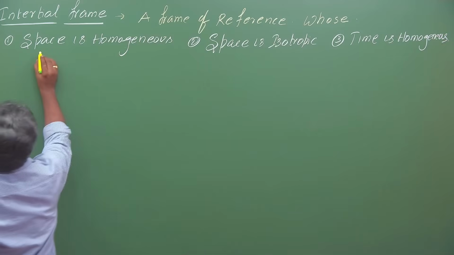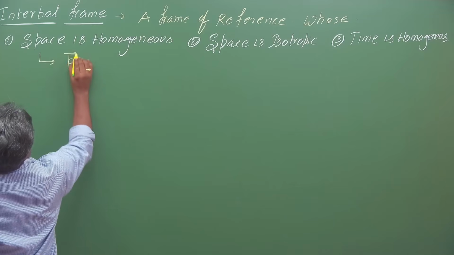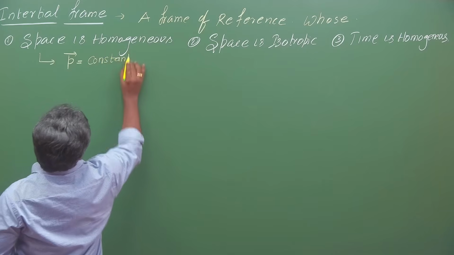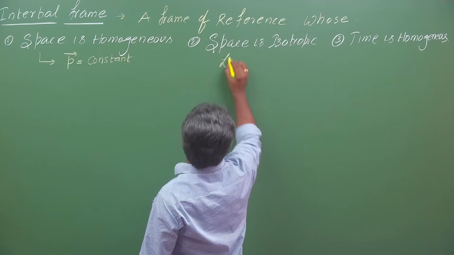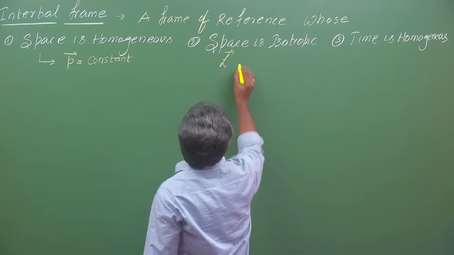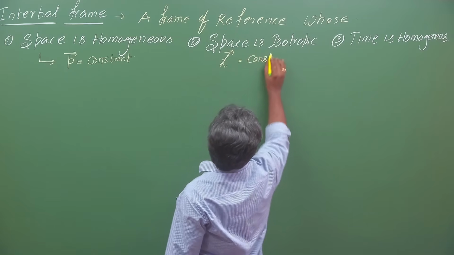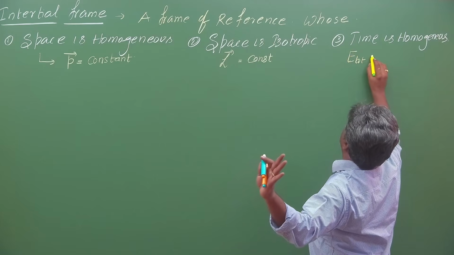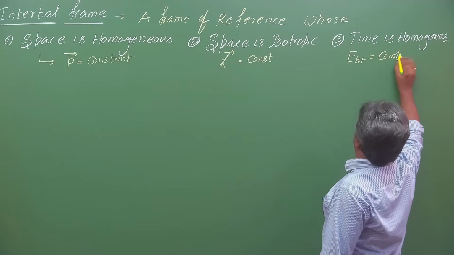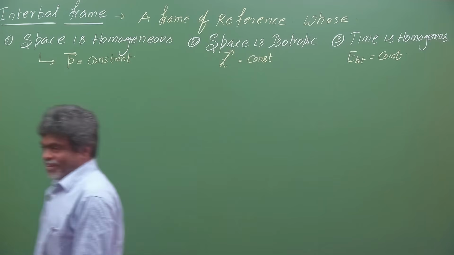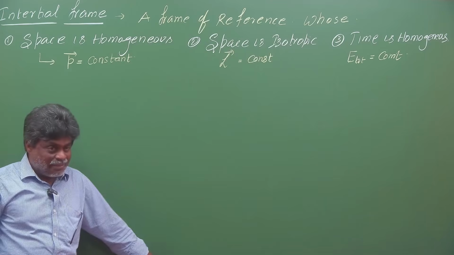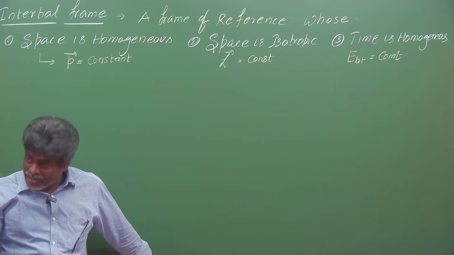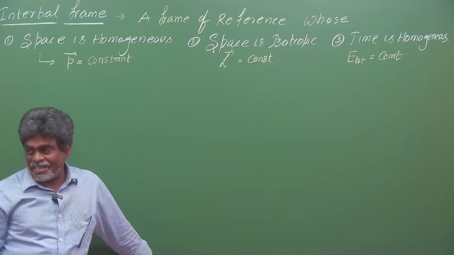If a space is homogeneous, then linear momentum is conserved. Constant. Space is isotropic. Angular momentum is conserved. Time is homogeneous. Total energy is constant. So Newton's laws of motion are valid only when there exists linear momentum conservation, angular momentum conservation, and total energy conservation.